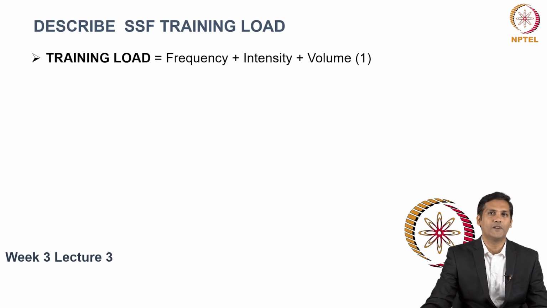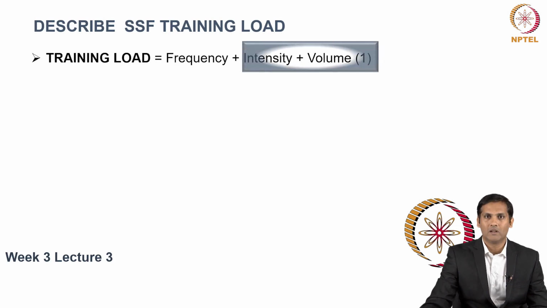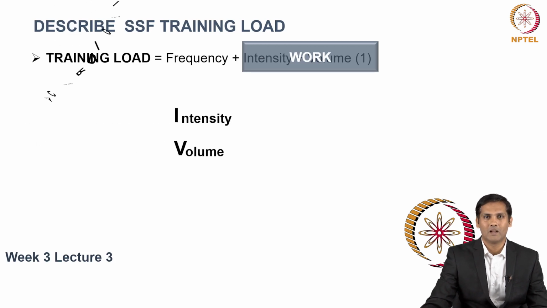Now recollect, we are trying to describe the training load, which includes frequency, intensity and volume. Specifically, we are using intensity and volume, which is termed as work done, to describe sport specific fitness variables. Let's begin with cardio fitness.